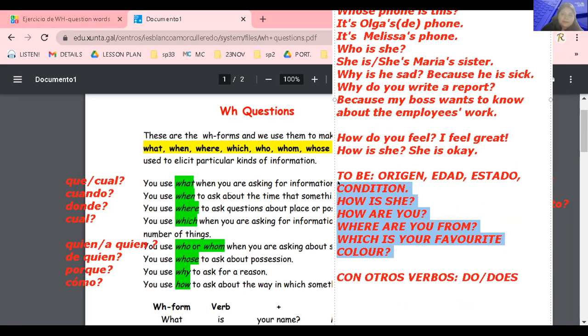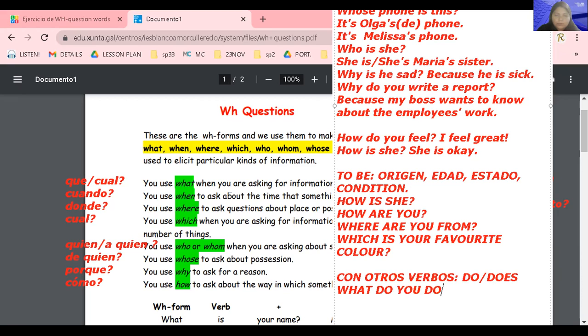Acá, para que tengan eso claro, sí tenemos que conocer los usos del verbo to be, ¿verdad? Para que mis preguntas vayan teniendo sentido, porque a veces tratamos de mezclar otros verbos con el verbo to be y otro verbo. Entonces tenemos que tener claro cuáles son los usos del verbo to be. Y lo que le mencionaba: origen, de dónde eres, cuál es tu edad, cómo te sientes o cómo estás. Y con otros verbos utilizamos los auxiliares do y does.